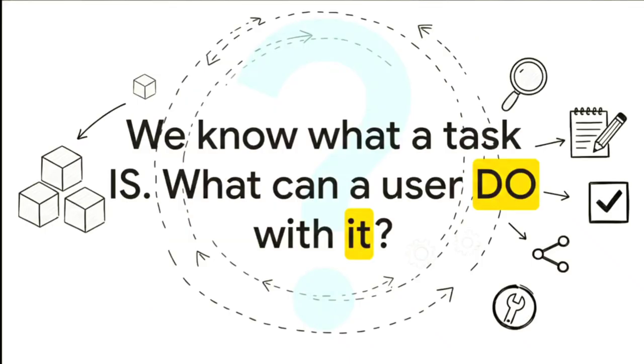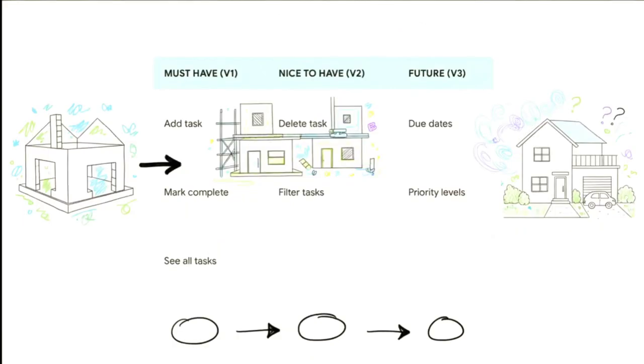Awesome. So we've got our nouns, the task itself. Now we need our verbs, the actions. What can a user actually do with these tasks? In other words, what are the features? And this is exactly how real builders think. You don't try to build everything all at once. That's a recipe for disaster. You start with the absolute must-haves, the bare minimum to make it useful.